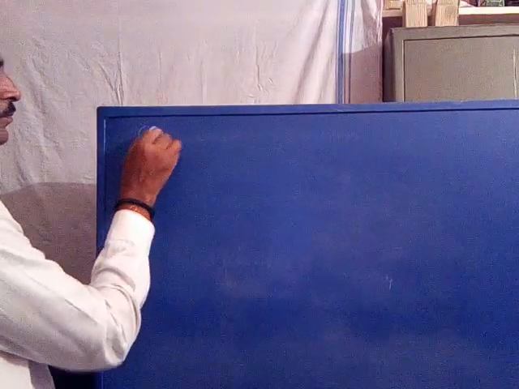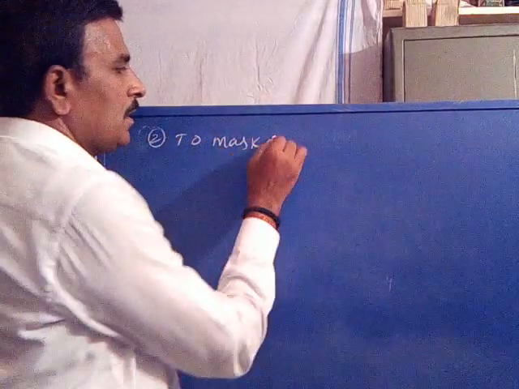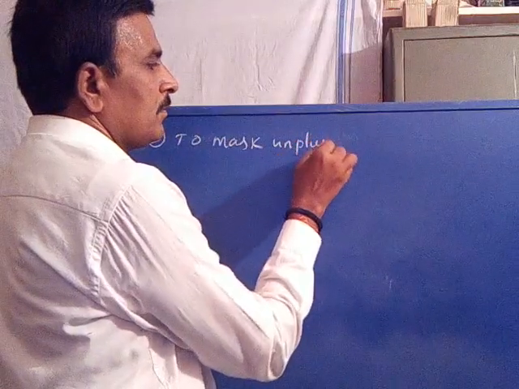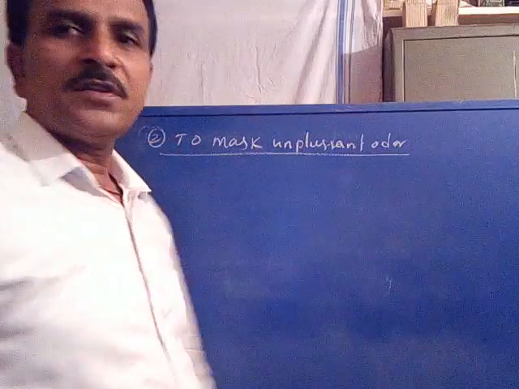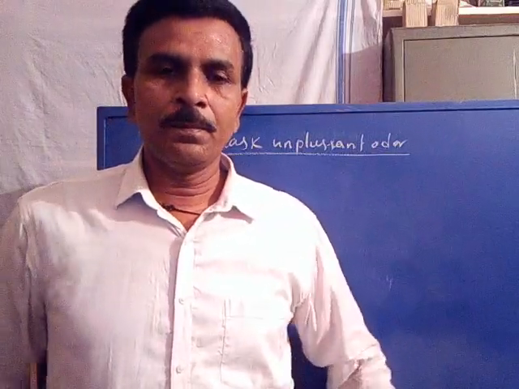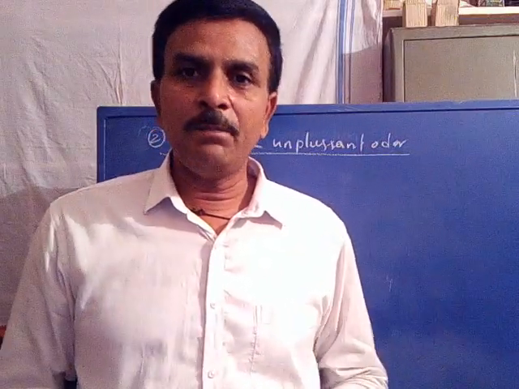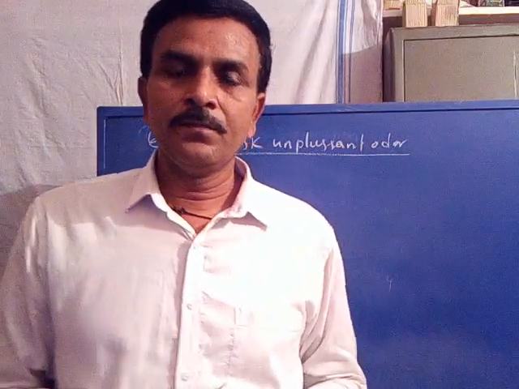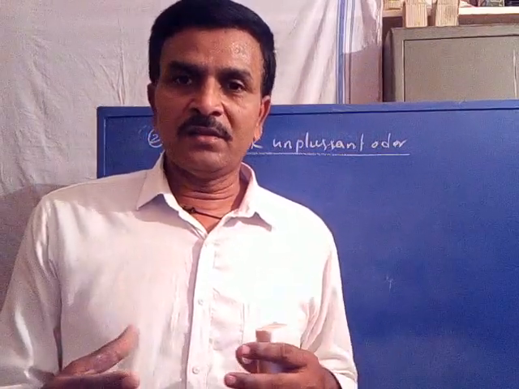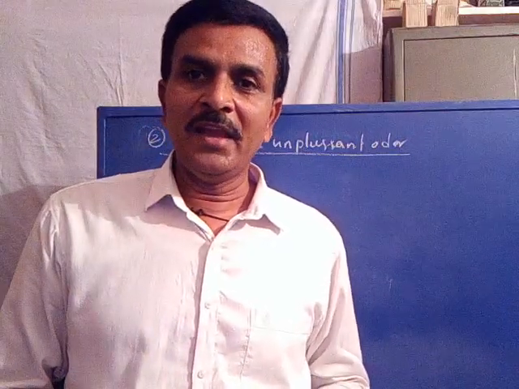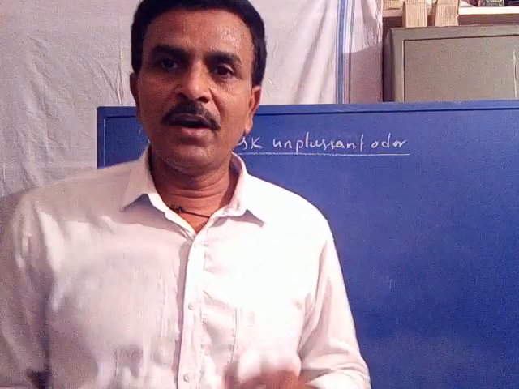Now number 2, to mask unpleasant odor. Now certain drugs in their active form possess some bad smell, bad taste, unpleasant odor. When they possess an unpleasant odor, those kinds of drugs are unable to be applied through the mouth. Example, you take formaldehyde.